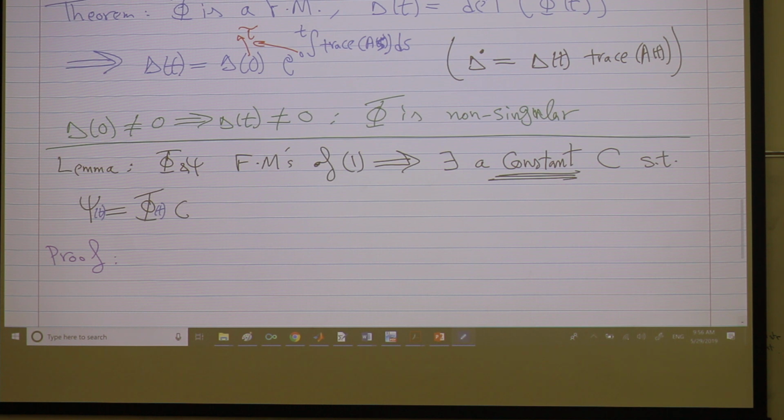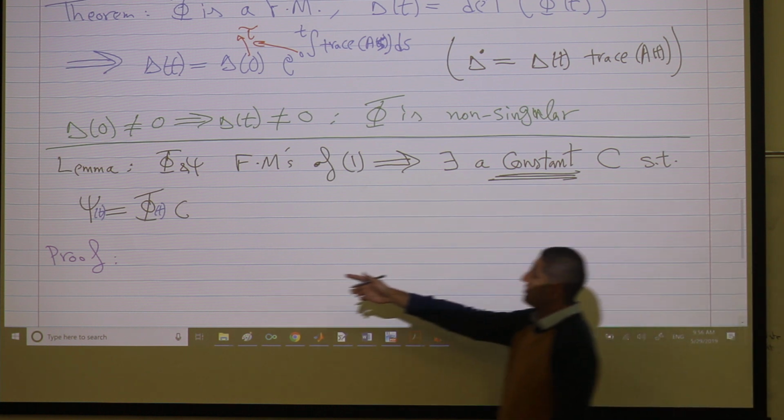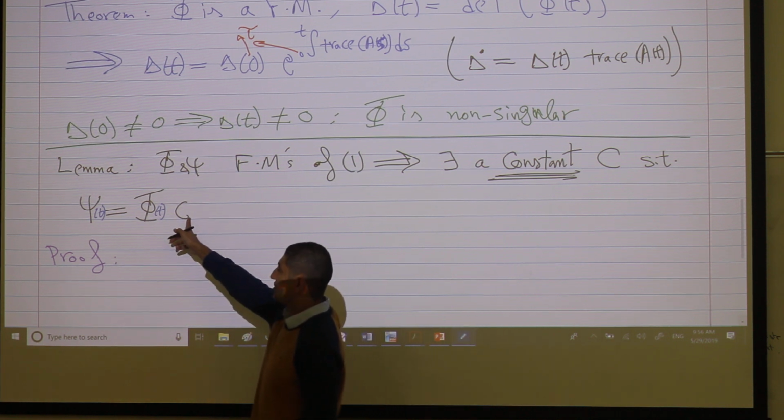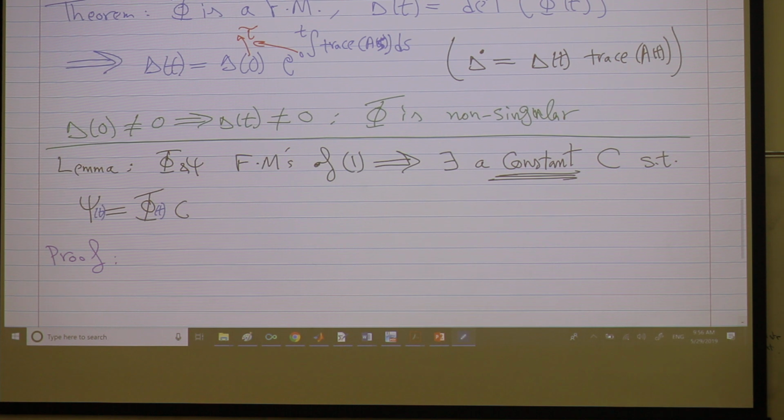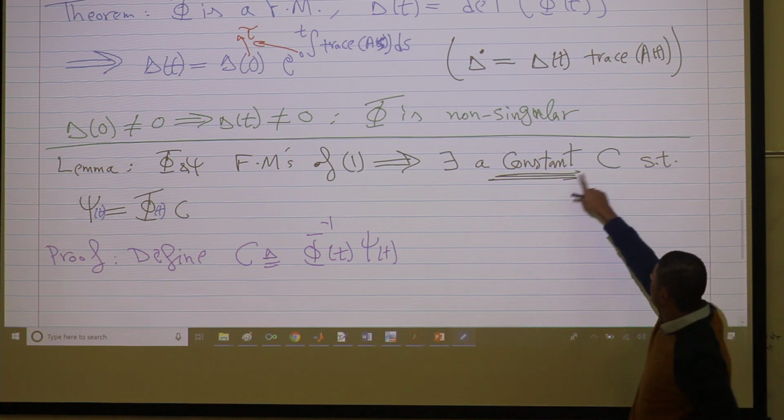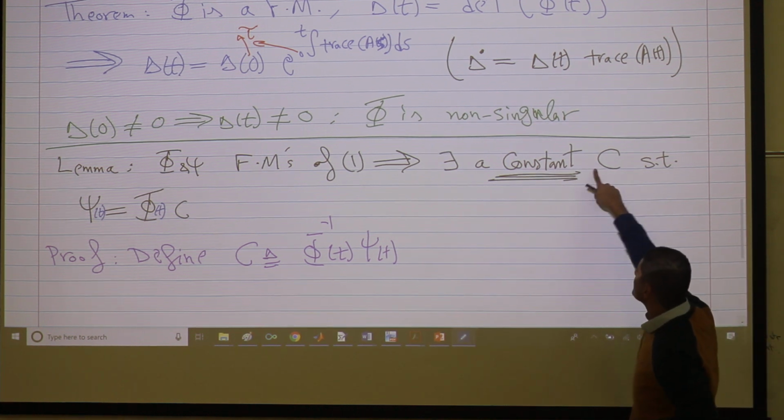So, okay, show me that such a matrix exists. Well, there is a very intuitive definition for it. It's phi inverse times epsilon. Right? So define C, the candidate C, as phi inverse at any time times epsilon at that time. It's very legitimate. Actually, the lemma says a constant non-singular.